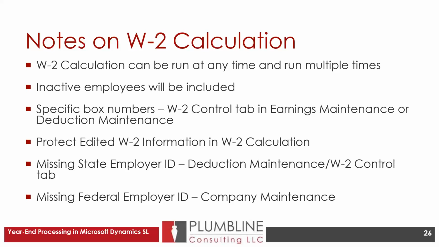Specific box numbers are set on the W-2 control tab in earnings maintenance or in deductions maintenance. Protect edited W-2 information in the W-2 calculation screen. If there's a missing state employer ID, use deduction maintenance on the W-2 control tab. If you're missing the federal employer ID, that information is located in company maintenance, and that's in SL under the administration section under company maintenance.